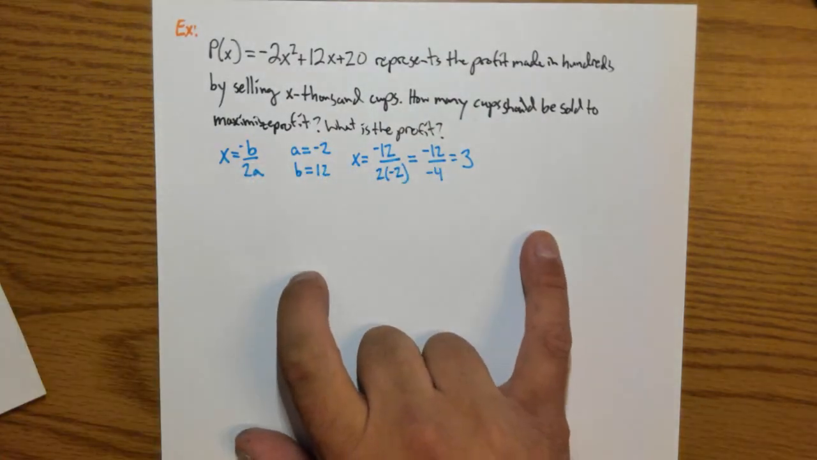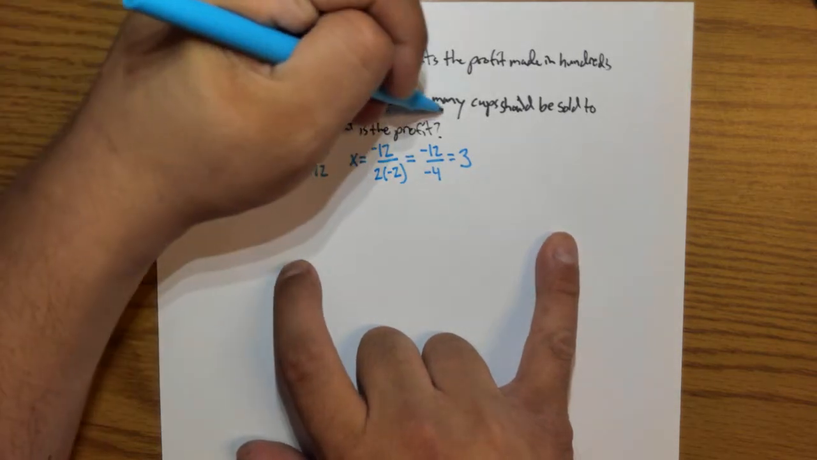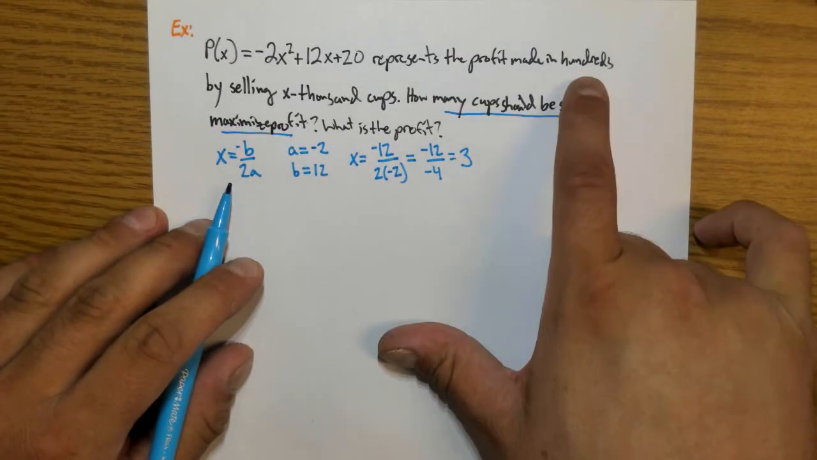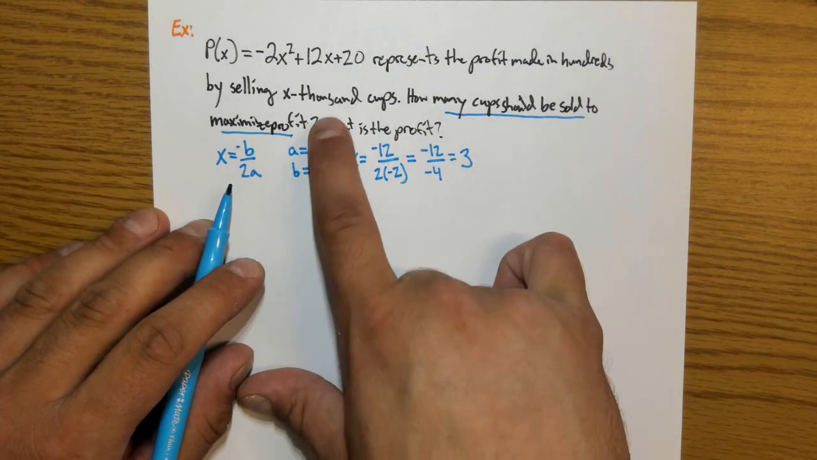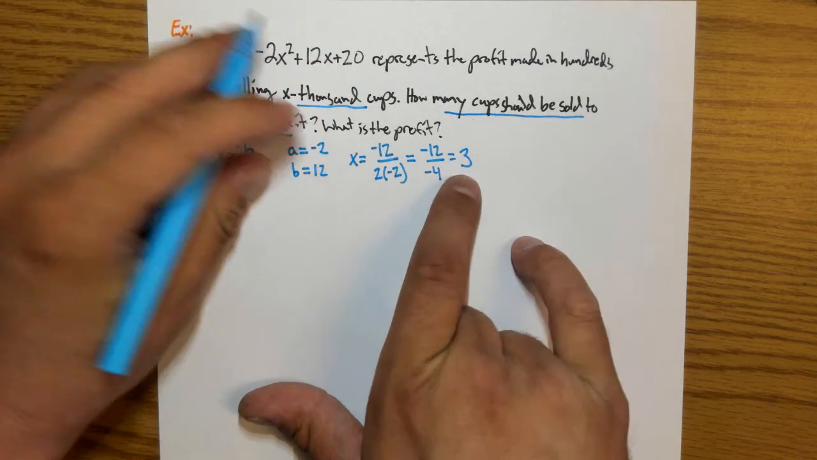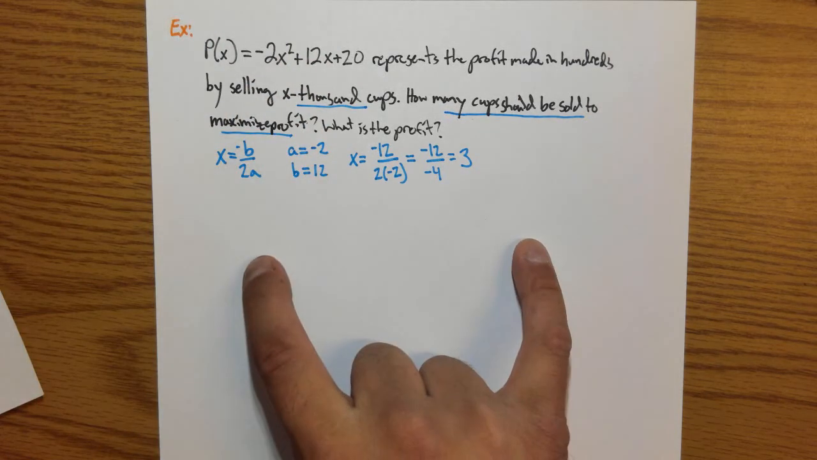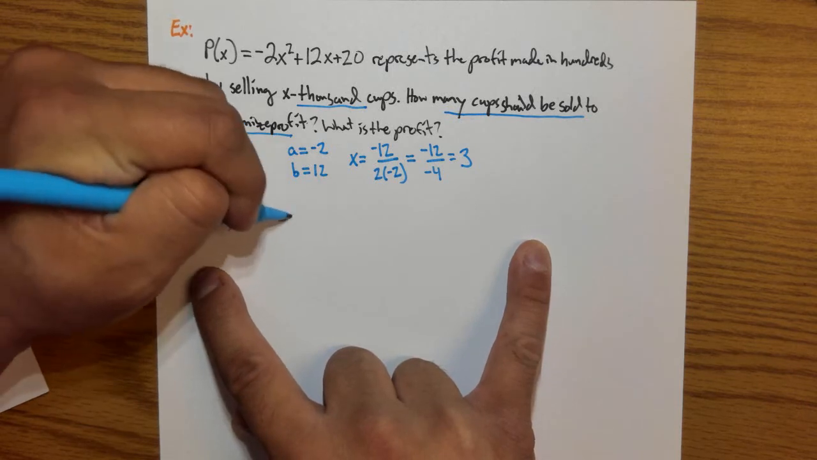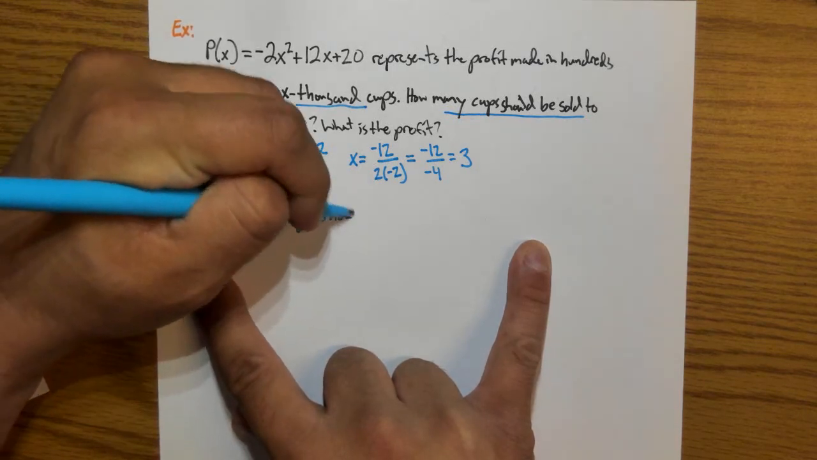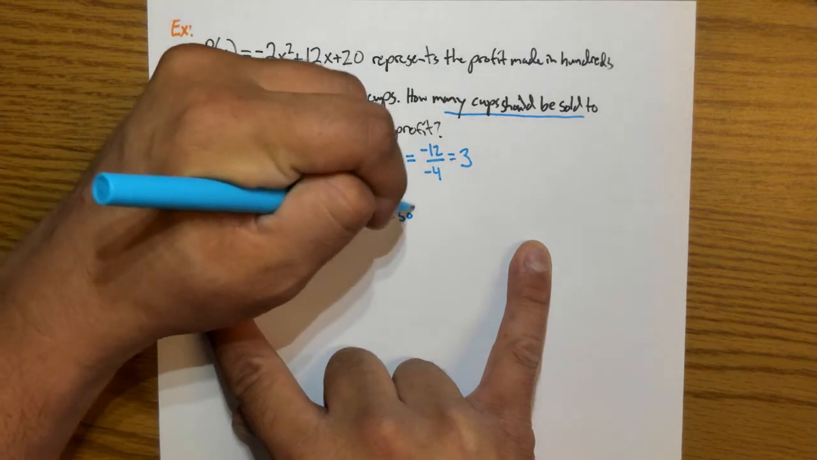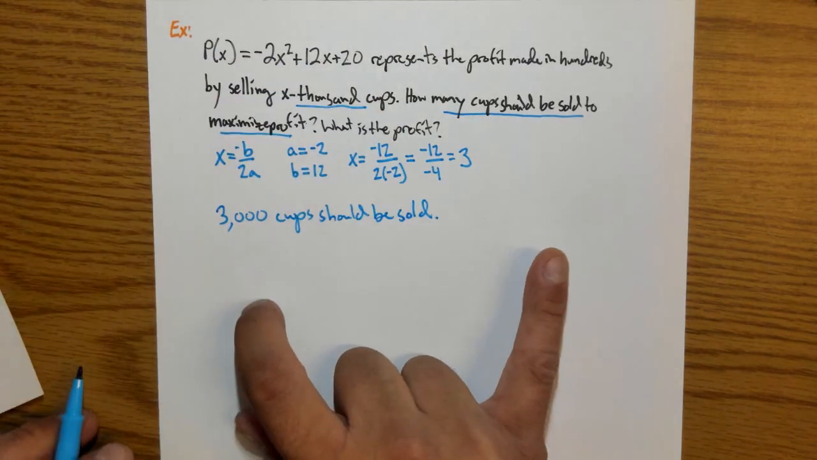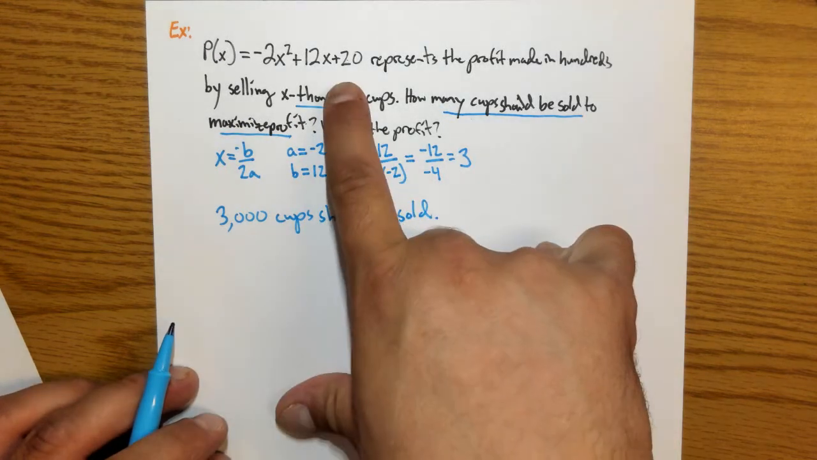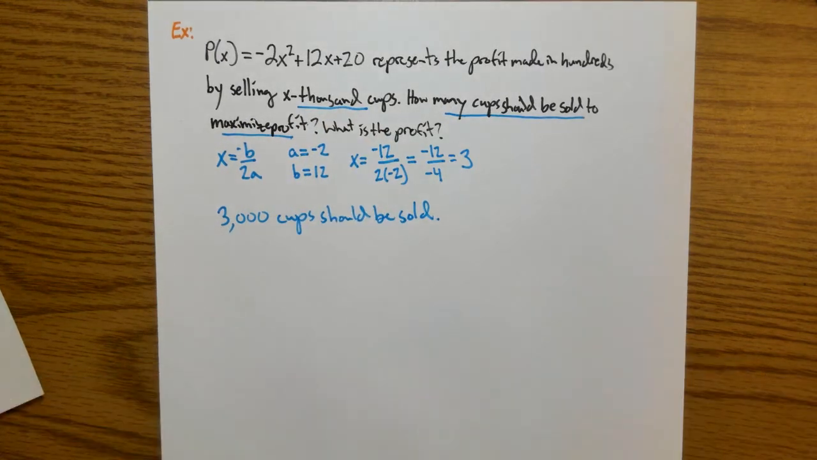So, how many cups should be sold to maximize profit? Well, this is profit made, this is cups in thousands. So this is 3, but it's not 3, it's going to be 3,000. So 3,000 cups should be sold. And then we want to know, what is the profit? Well, we just plug in 3 into our equation and simplify, right?